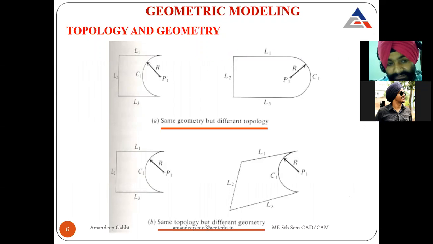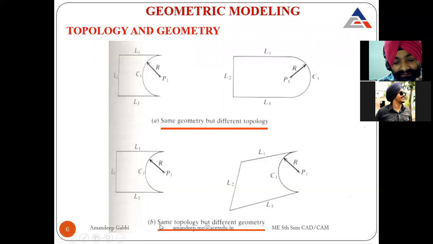Now, as I have told you, in the coming slides you will be seeing topology and geometry. What is the difference between topology and geometry? They are very much similar to each other. They are related to the geometry. You can see in the first diagram, A, same geometry but different topologies. One rectangle is there, one semicircle is there. That is the geometry of that particular figure. Topology is different. That semicircle is inside in the first diagram and outside in the other diagram. So it has the same geometry but different topologies, right?